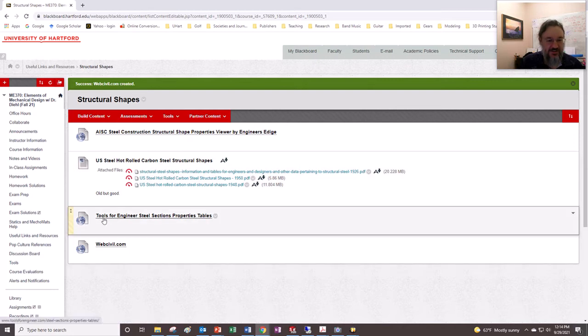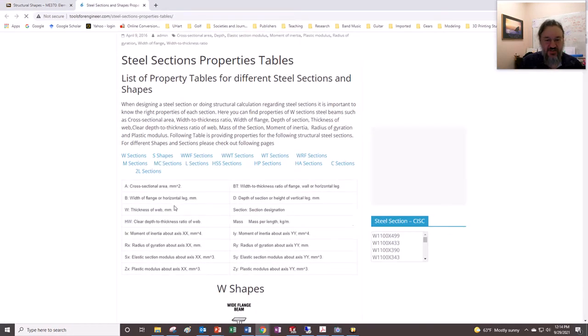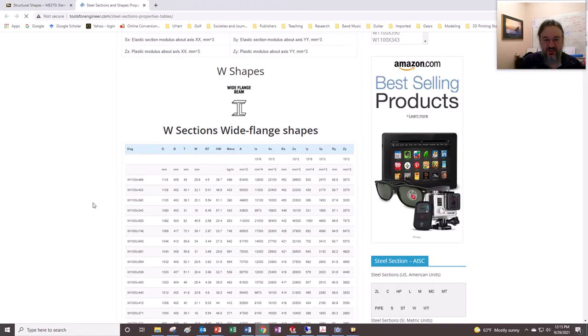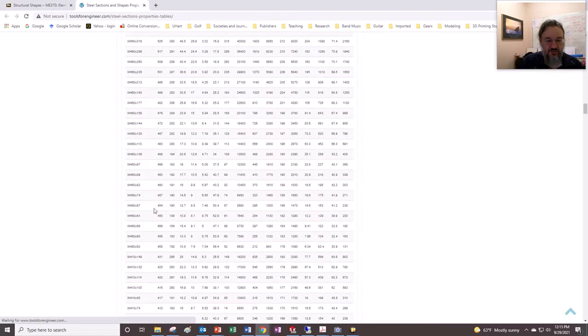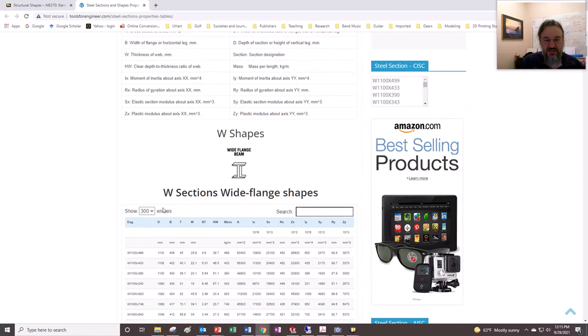And here's Tools for Engineering, section 2. This one seemed pretty good, except it doesn't have any figures, so it's just got a long list. These are metric shapes, I should say, SI shapes. They have a lot of them, but they don't really tell you what any of these parameters are. So that's kind of a shortcoming.